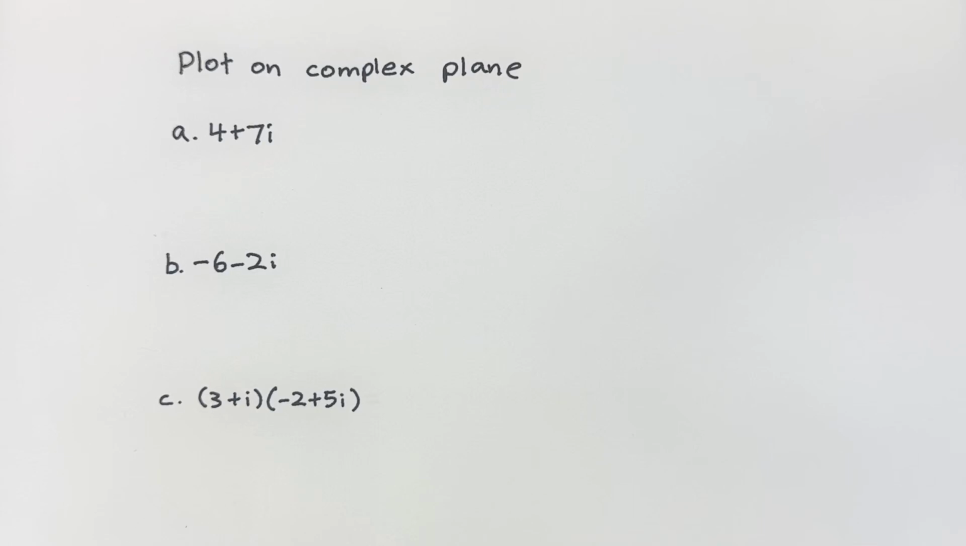In this problem, we're going to plot 4 plus 7i, negative 6 minus 2i, 3 plus i times negative 2 plus 5i on a complex plane. A complex plane is the plane of complex numbers, and complex numbers are in the form of a plus bi, where a is the real part and bi is the imaginary part.